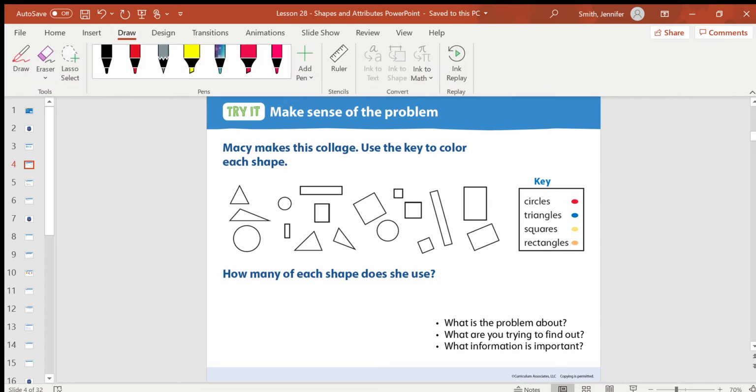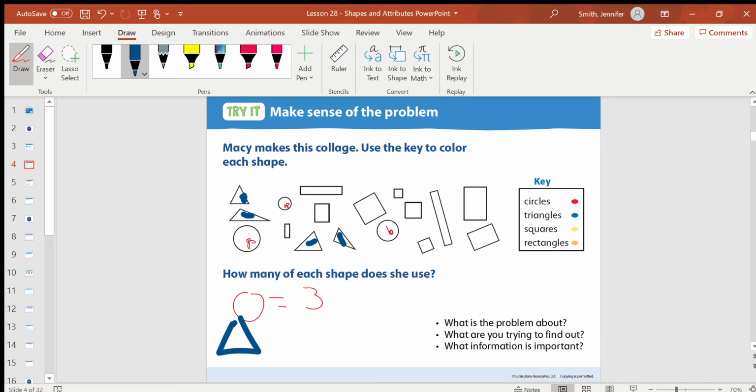So using the drawing tool, let's look at how many circles we have. We have 1, 2, 3. So we have 3 circles. Let's look at how many triangles we have. We have 1, 2, 3, 4 triangles.